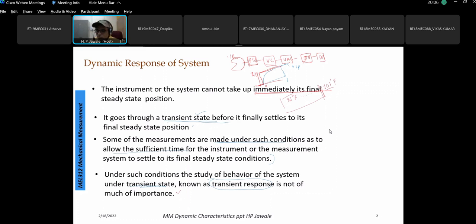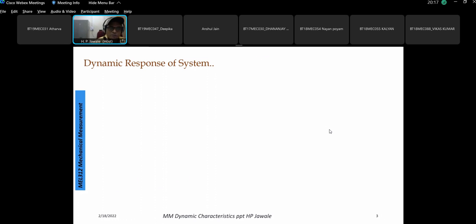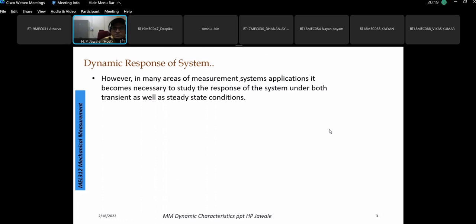And many times when we go for measurement practices, we intend to have the status measurement at a very stable condition of an input, right? So in many areas of the measurement system, it becomes necessary to study the response of the system under both transient as well as steady state conditions.